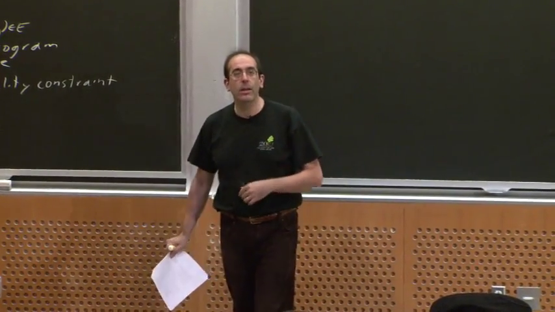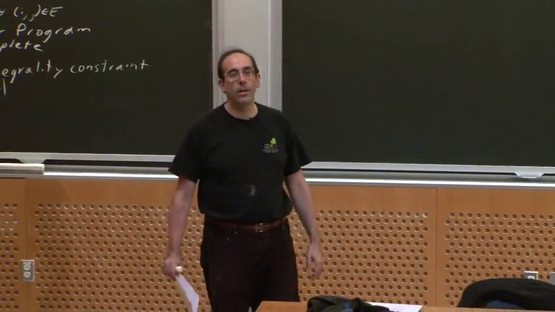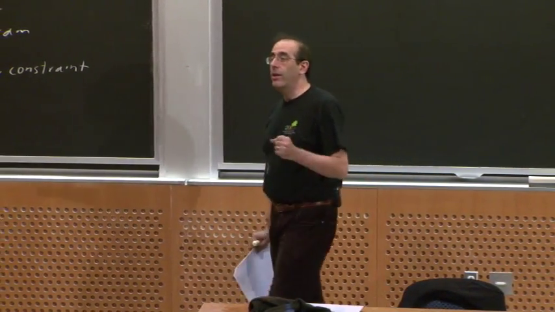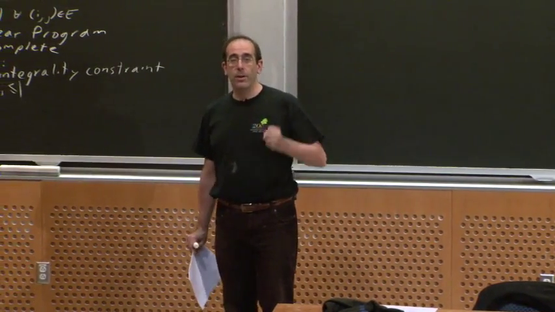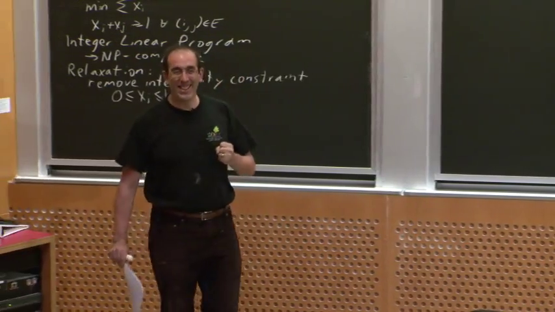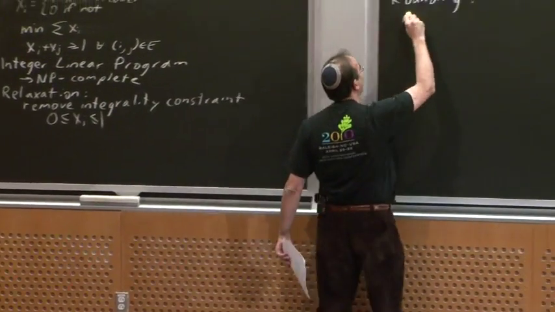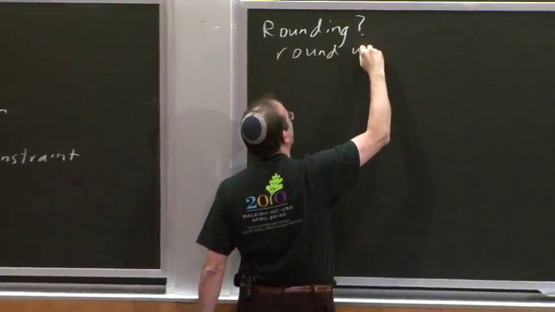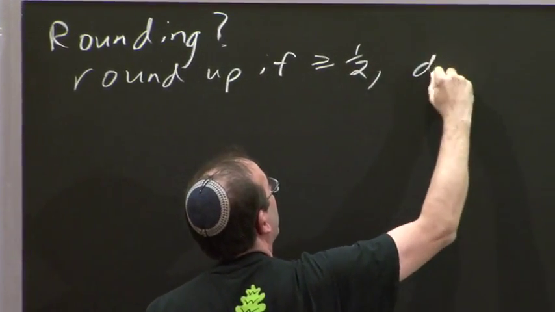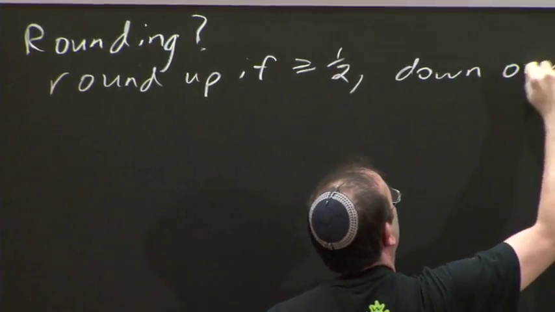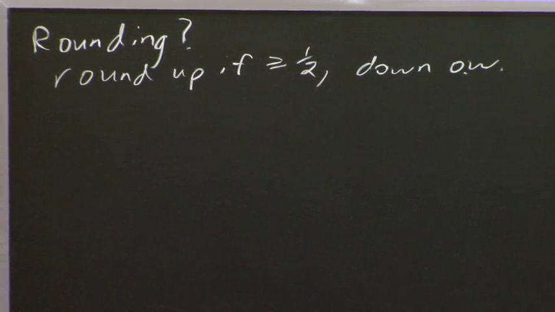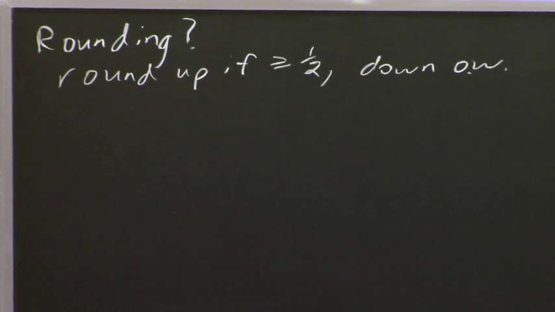We round up everything that's greater or equal to 1/2 and round down the ones that are less. Good. So in other words, we're going to round. Is that going to give us a feasible solution?